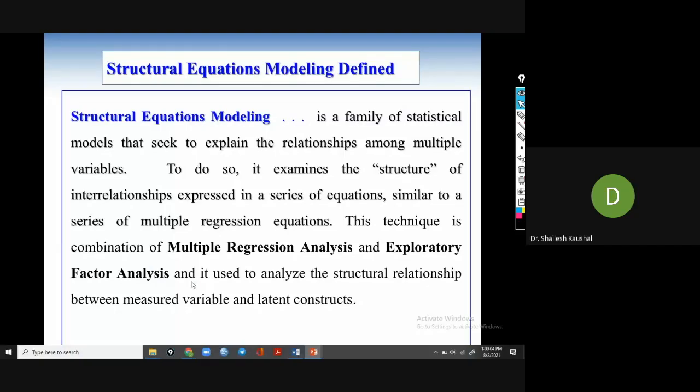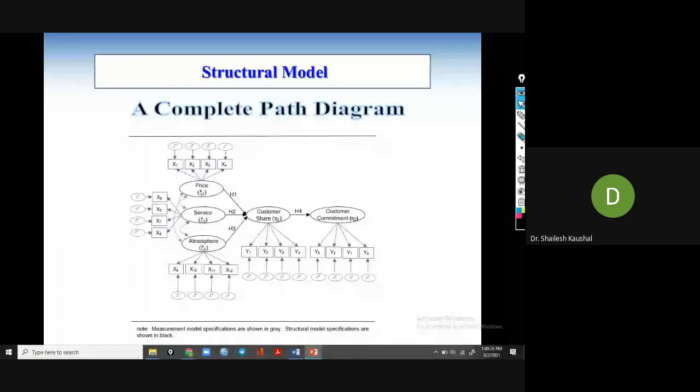Exploratory factor analysis is used to analyze the structural relationship between measured variables and latent constructs. Measured variables means the questions, whatever questions we are taking to apply the exploratory factor analysis, and latent variables mean constructs, factors. Now, it's a complete path model. In this path model, there are five constructs. Five constructs means factors.